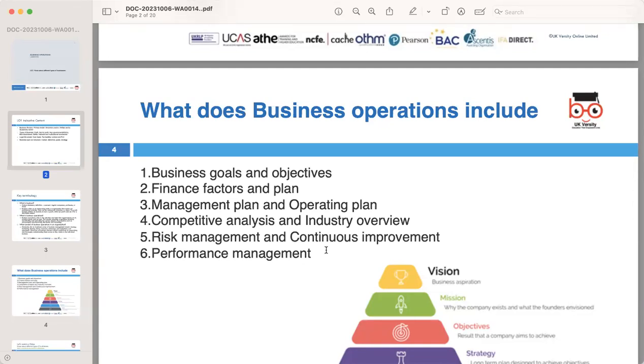Last one is performance management: monitoring and evaluating the performance of various aspects of the business to ensure efficiency and effectiveness. These components collectively contribute to the successful execution of business operations, enabling organizations to achieve their goals and fulfill their missions. Any questions or any comments if anyone is there?